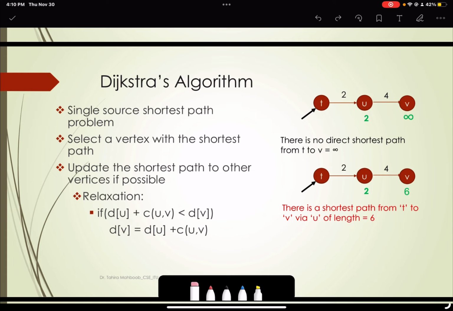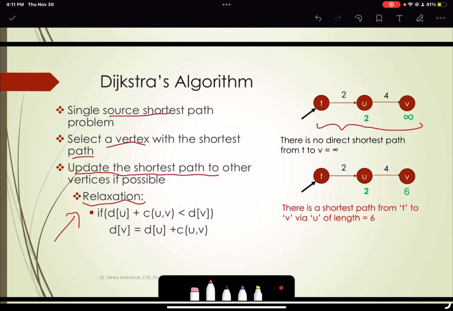Here we have an example to start off with the basic understanding of Dijkstra's algorithm. We know that it's a single source path algorithm, always starting from a single node, and we select a vertex with the shortest path. We will have multiple paths, but we will choose the vertex which gives us the minimum cumulative path. And if we have already calculated the shortest path before, and in the next iteration we have a shorter path compared to the previous one, we will update the path using the relaxation condition.